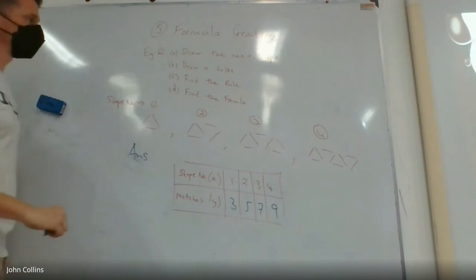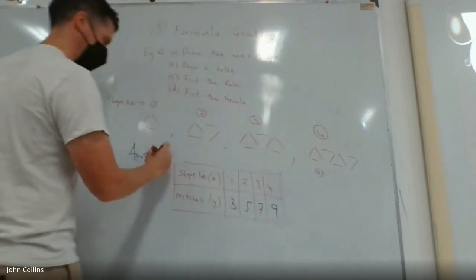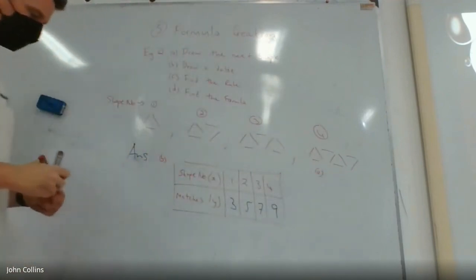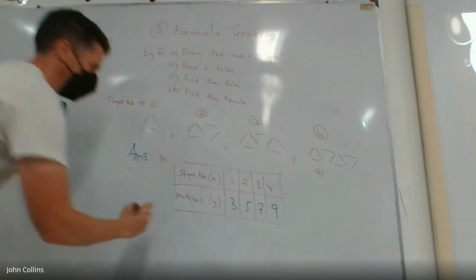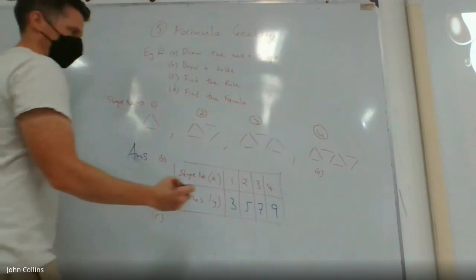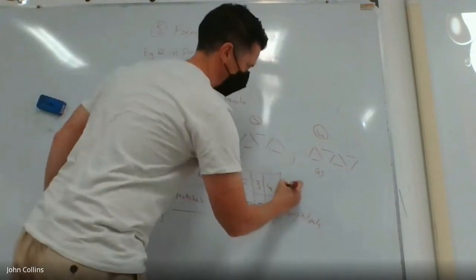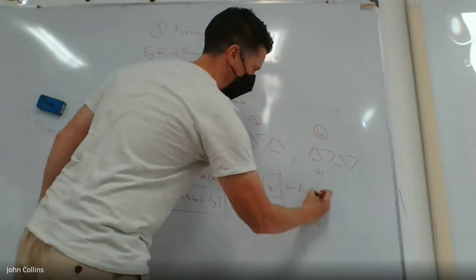Okay, so that's part 1. Part A is done here, drawing the next shape. Part B is this table. That's it. You've done it. Part C then has to find the rule. That's always off the outputs. These are the outputs. And yeah, you have it, Charlie.